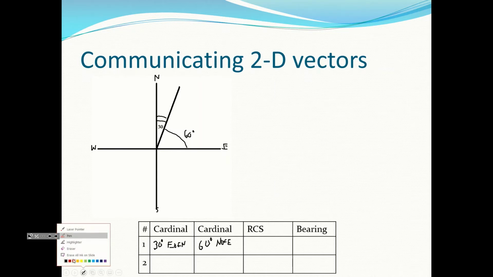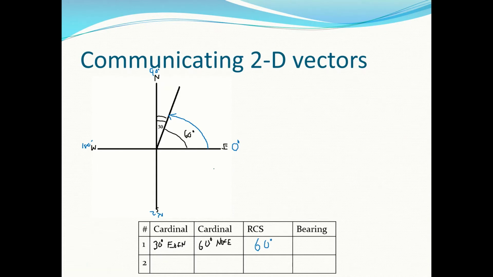When doing it RCS, let's switch up our color. RCS, this is 0 degrees, this is 90 degrees, this is 180 degrees, and this is 270 degrees. So you just start at 0 and you go counterclockwise until you hit your line. I hit my line after 60 degrees, so this would be 60 degrees RCS. And then bearing is when we start up top and we do the same thing. So this is 0, this is 90, this is 180, and this is 270. So I start at 0 and I go clockwise until I hit my line, so this is 30 degrees bearing.